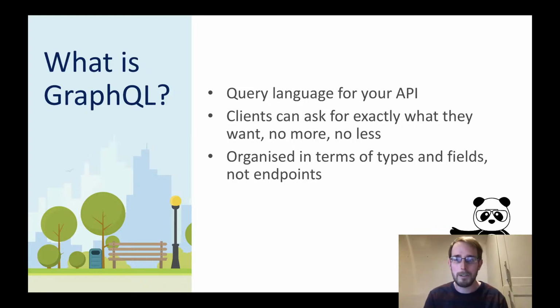It's a query language for your API. Clients can ask for exactly what they want, no more, no less. It's organized in terms of types and fields. So the aim is that you should be able to have a single endpoint for your entire application, and then the clients can specify precisely what they're after.